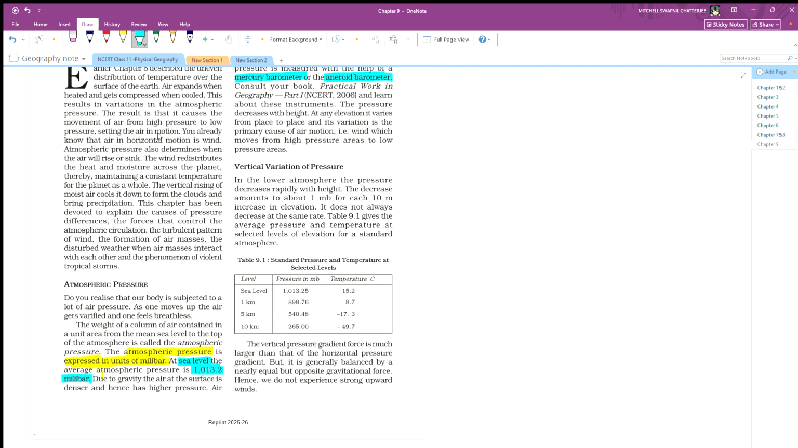Let's change the color. Vertical variation of pressure in the lower atmosphere. The pressure decreases rapidly with height. In the lower atmosphere, where the atmosphere is less, the pressure decreases as we go vertically up. The decrease amounts to about 1 millibar for every 10 meters increase in elevation. So let's mark this in green. 1 millibar for every 10.